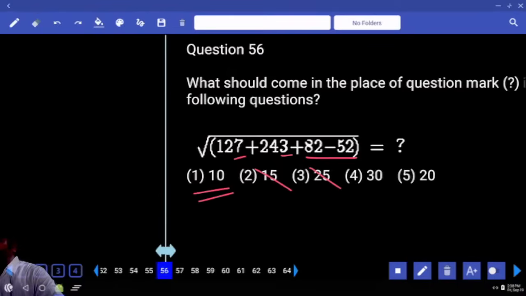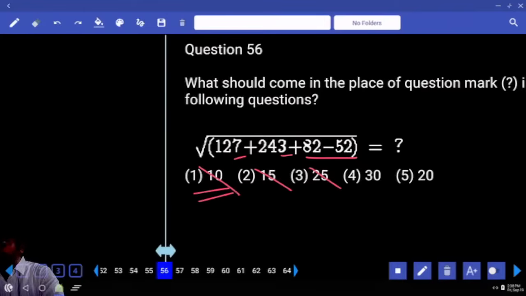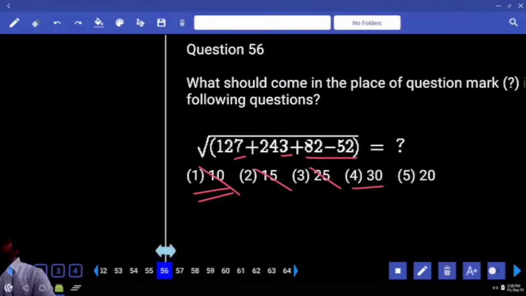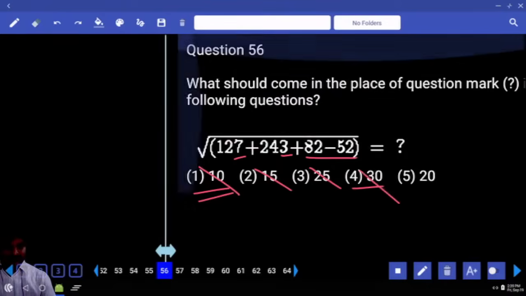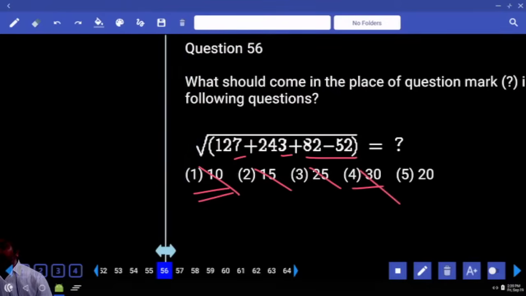If it is 10, under root value should be, look at there, more than that. Eliminated. If under root value is 30, if the answer is 30, under root should be, go up and see. Then fifth has to be your answer.